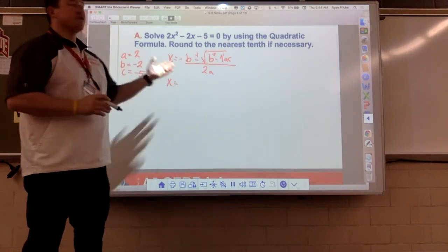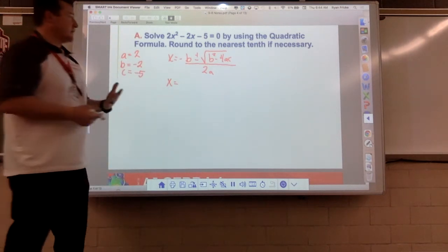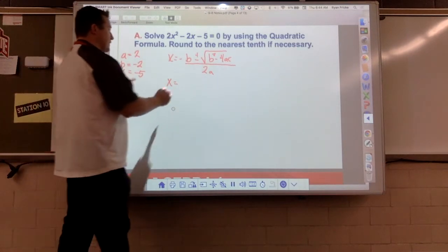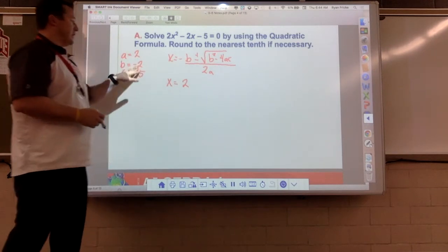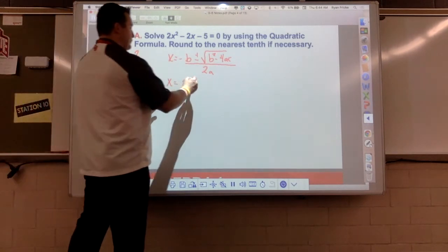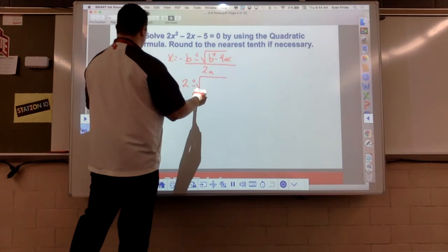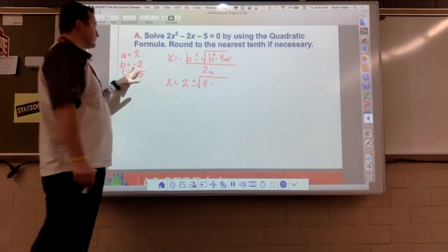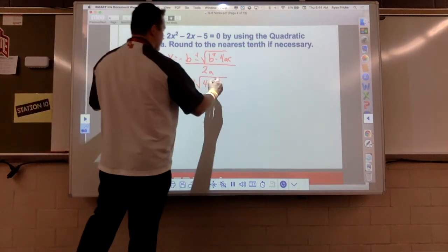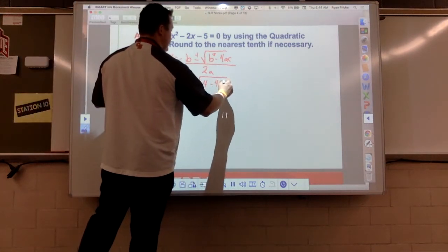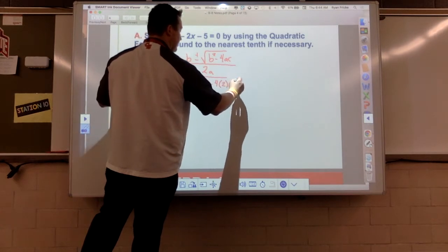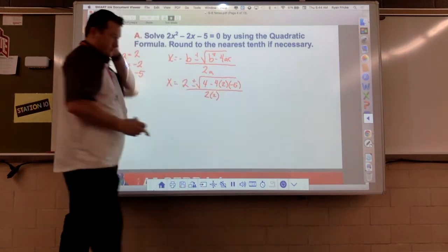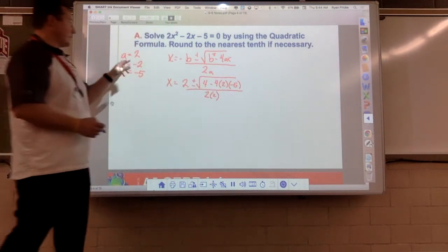Okay, remember, if you're going to use the formula, guys, especially one like this, it definitely is helpful to write it out as opposed to just trying to remember it and write in the numbers where you think they go. All right, so the opposite of b is going to be positive 2. Plus or minus the square root of b squared. So this is going to be negative 2 squared. I'm just going to put a 4 there. 4 times a, which is 2, times c, which is negative 5, all over 2a. Okay. All right, let's clean this up a bit here.